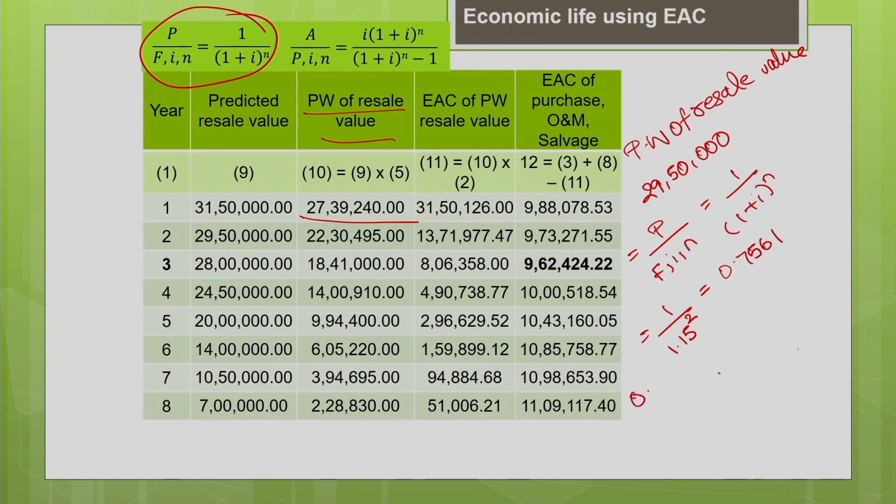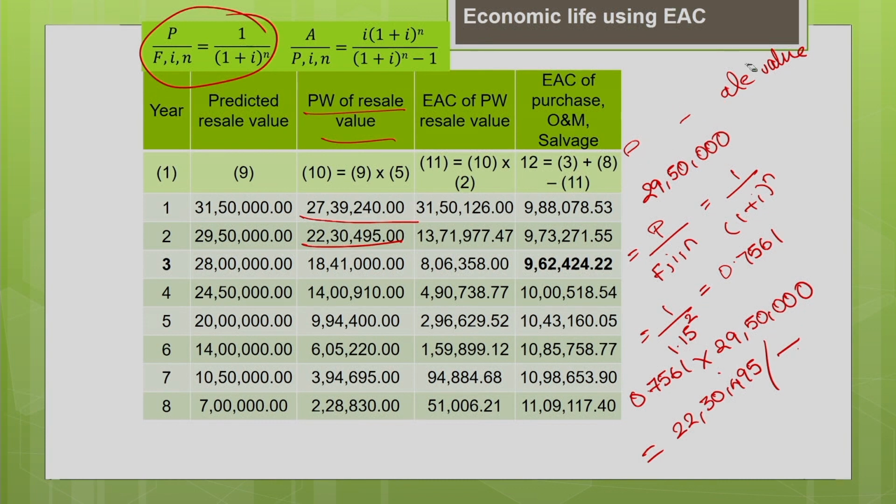0.7561. You multiply this 0.7561 with the resale value 29,50,000. That gives you the present worth. Present worth is nothing but 22,30,495. Okay. So, this is how you have to calculate the present worth of the resale values which are occurring at different time periods.